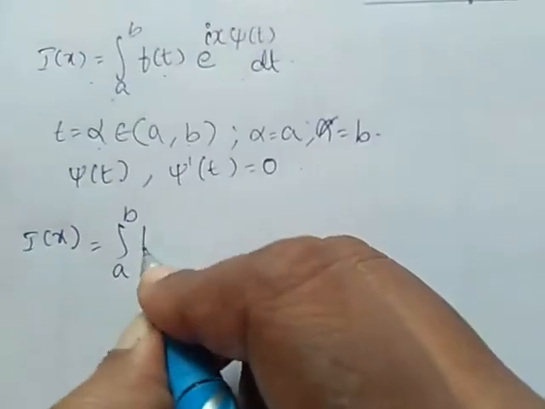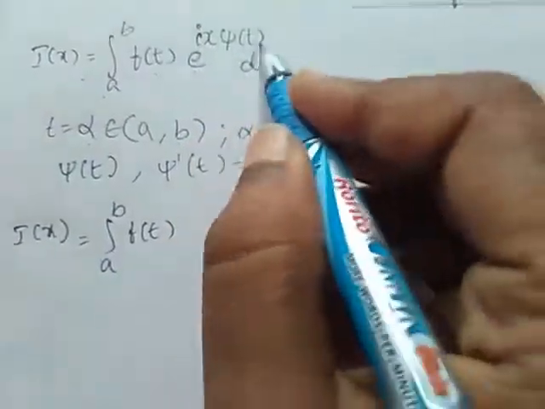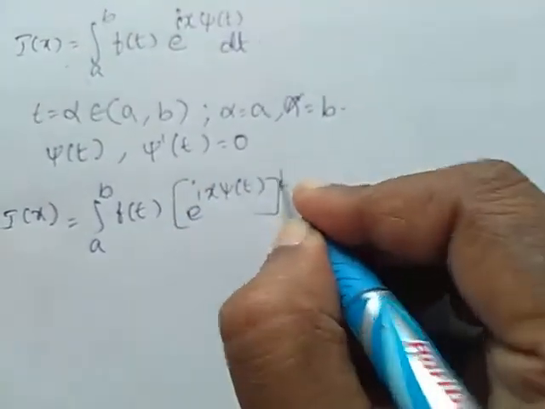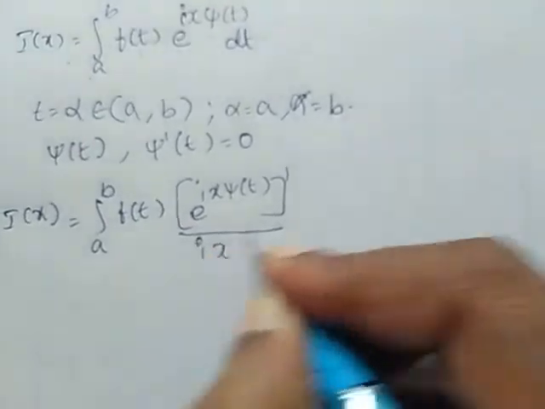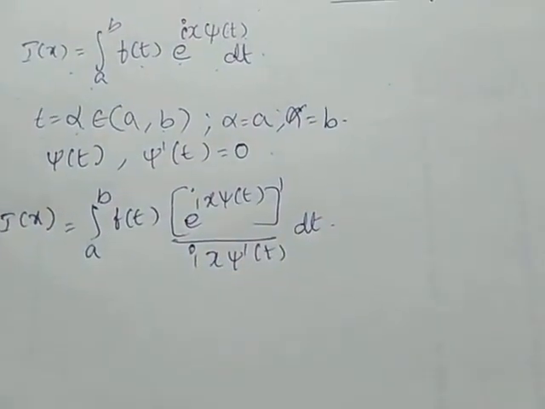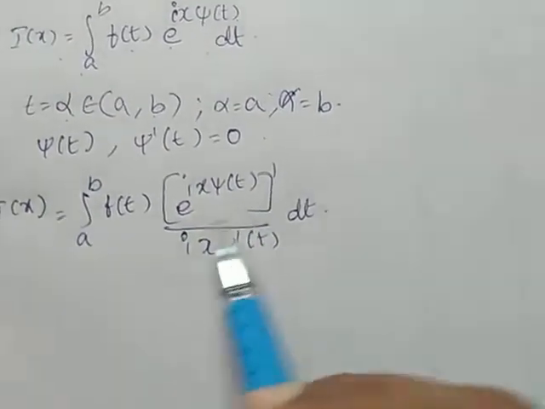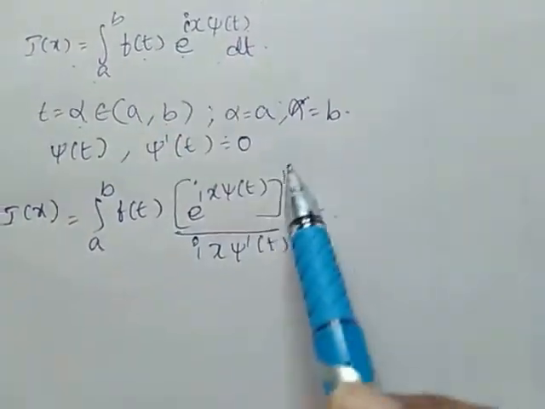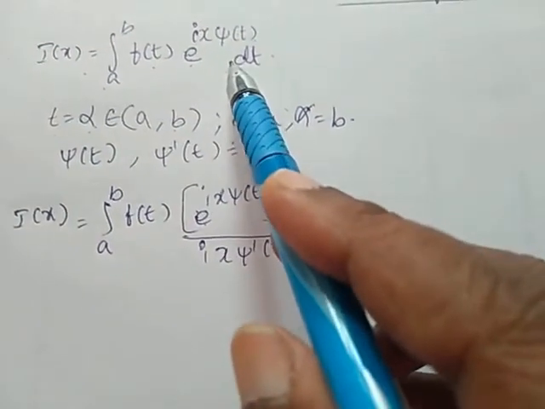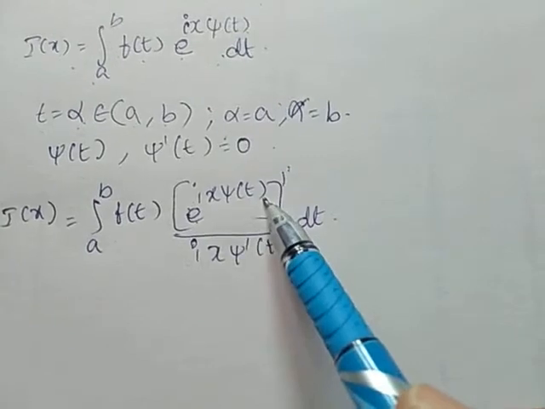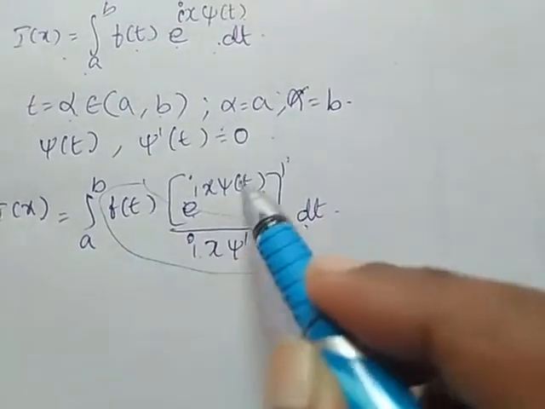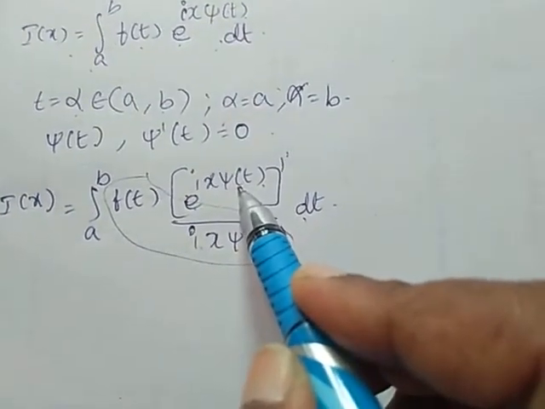f of t remains as it is. This e power i x xi of t, I will write as e power i x xi of t whole dash divided by i x xi dash of t. I have shown how we get this earlier, so I am not repeating it. When we differentiate this, we get e power i x xi of t into i x xi dash of t, and these two terms get cancelled. Now this whole term is our u and this is our v. Now we are going to apply integration by parts.